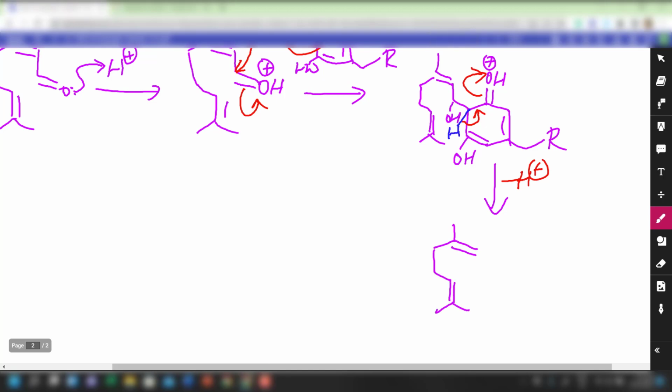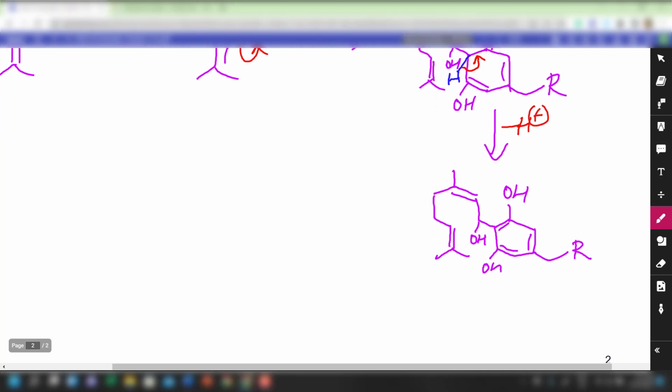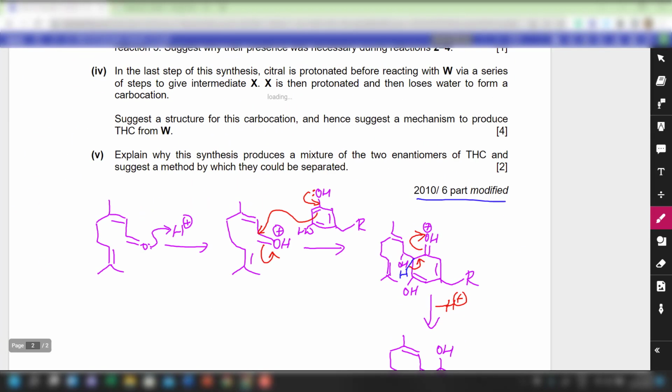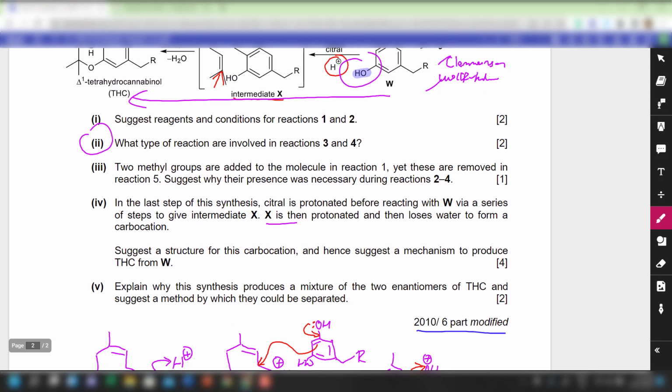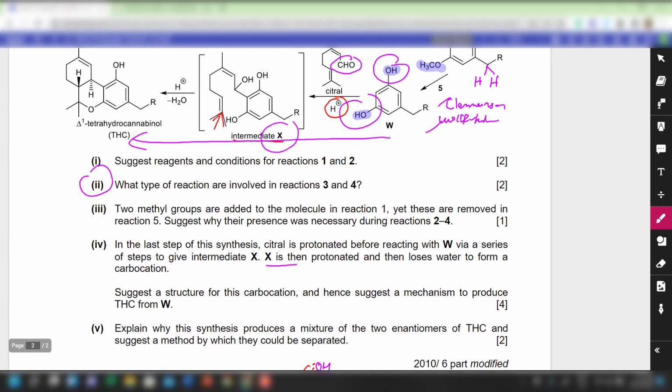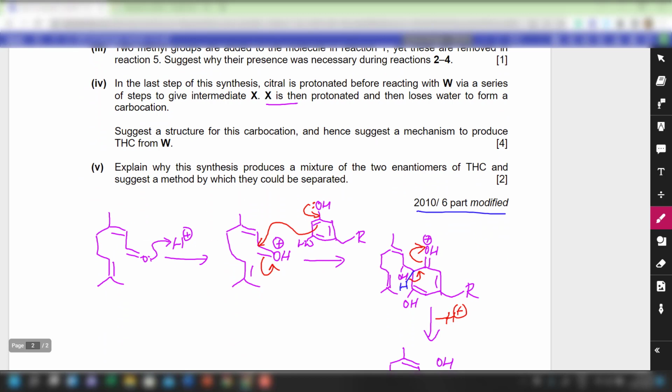and it's going to look like this. The OH is still hanging around, and then I'm just going to draw out the aromatic ring, the aromatic ring OH. So now the aromatic ring is intact. I probably don't really need to do much about it. Then after that, you were told that X is then protonated. Where is X? So this is the intermediate X. X is then protonated and then loses the water to form a carbocation.